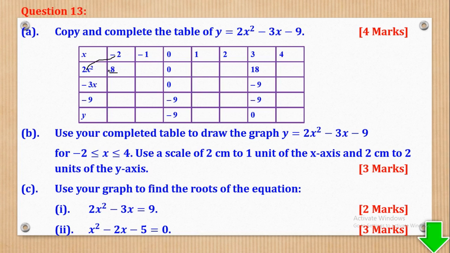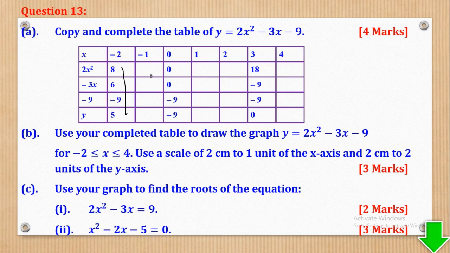Then for this case, where there is x, we put negative 2. So negative 3 times negative 2 gives you positive 6. Then this is negative 9, so just write it here. Now y means that you add all these values. So add these three values. When I add 8 plus 6 plus negative 9, I'll come up with positive 5. So we are done with this column.